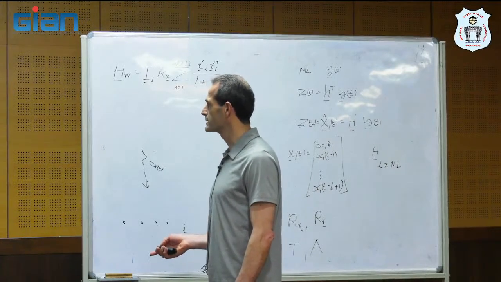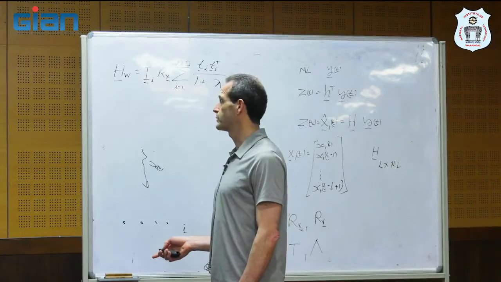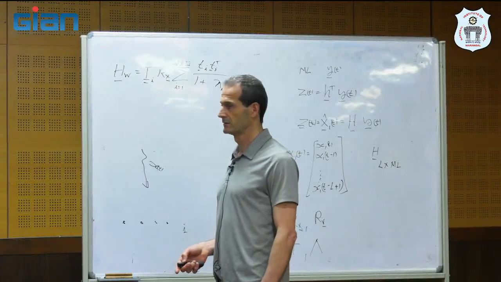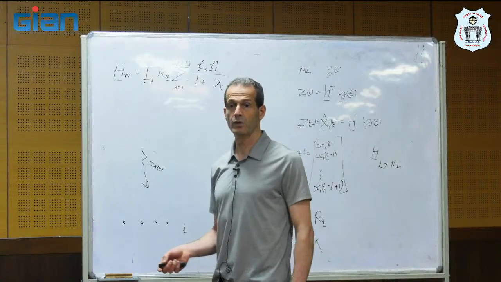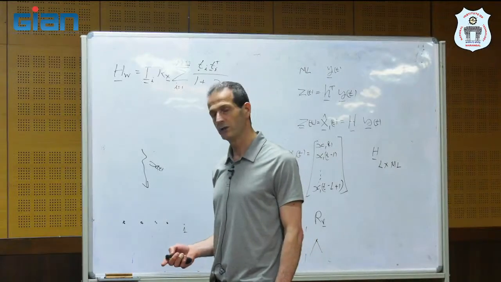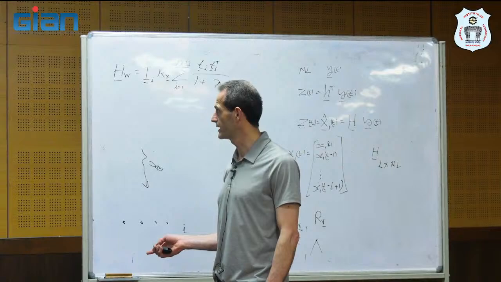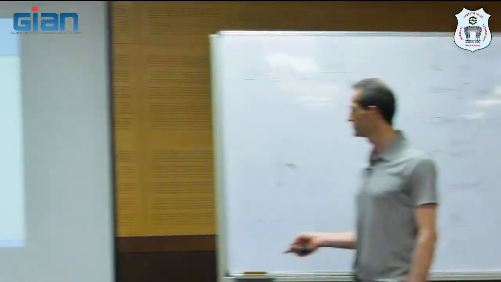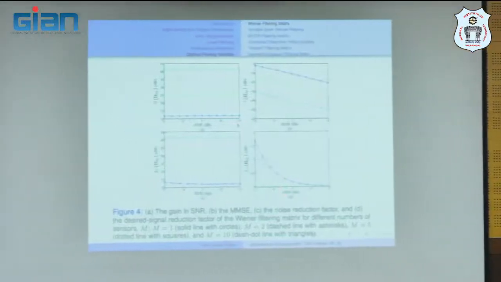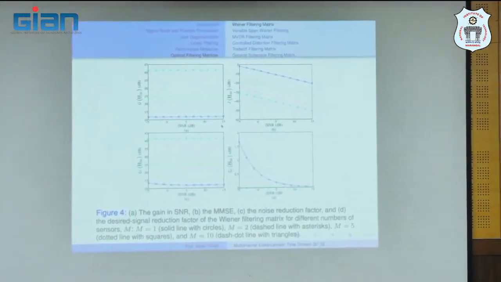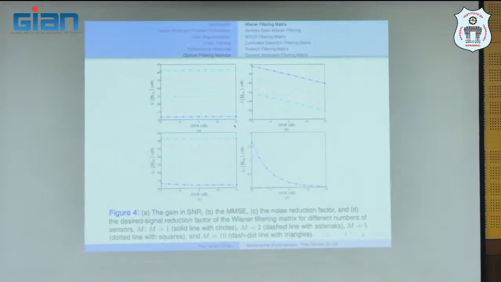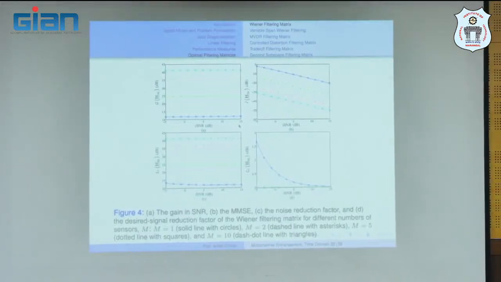And of course, the more sensors that we use, we can suppress even more noise. But the distortion will be small. Okay, so we don't sacrifice much distortion for the noise reduction. Here it will be smaller because we use spatial information, and the interference, noise, and desired signal come from different directions.